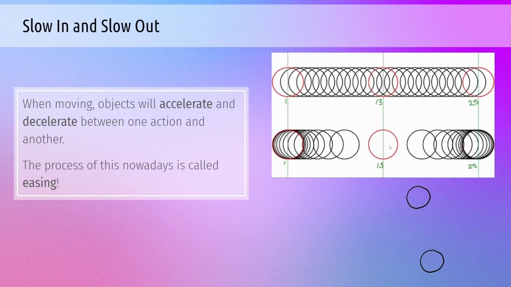Slow in and slow out. When moving, objects will accelerate and decelerate between one action and another. The process of this nowadays is called easing. This is actual physics, but any object that you try to move will accelerate and decelerate. That's just how it is.